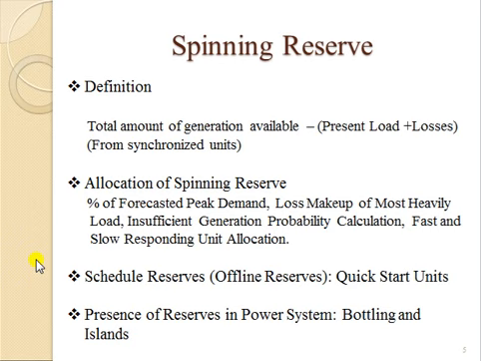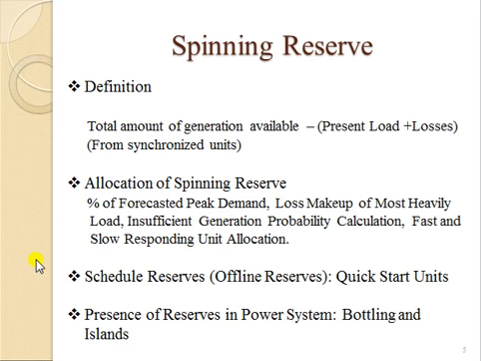This is about spinning reserve, but there are some other reserves also, like scheduled reserve, which is also called an offline reserve. Now when you are calling this an offline reserve, spinning reserve you can definitely call an online reserve, because it is immediately available.